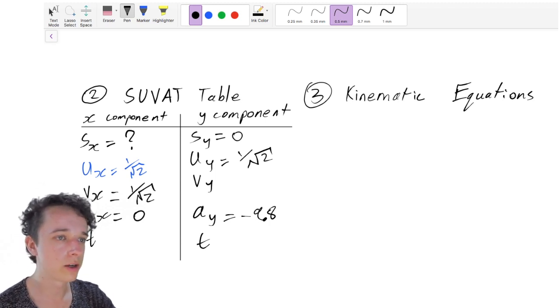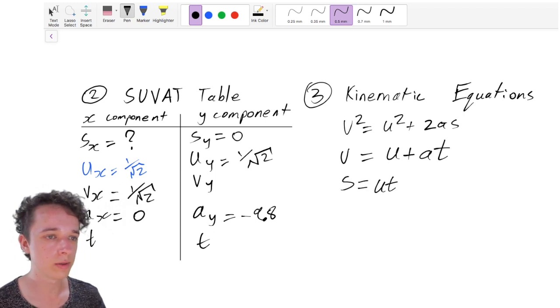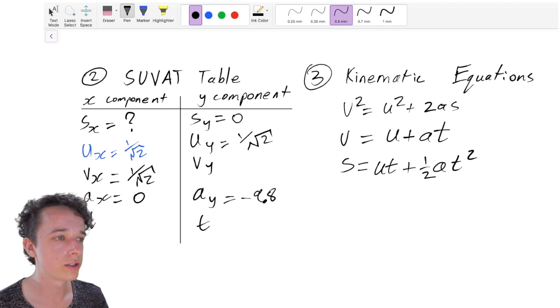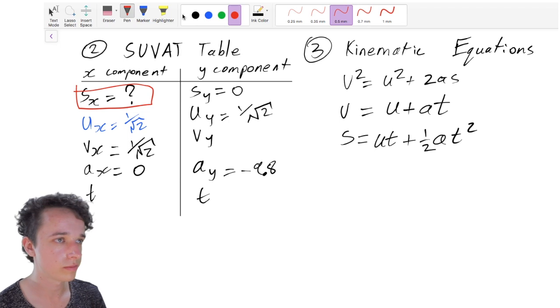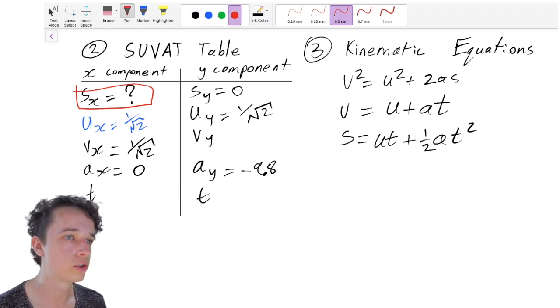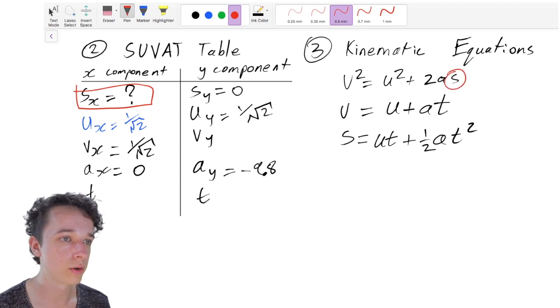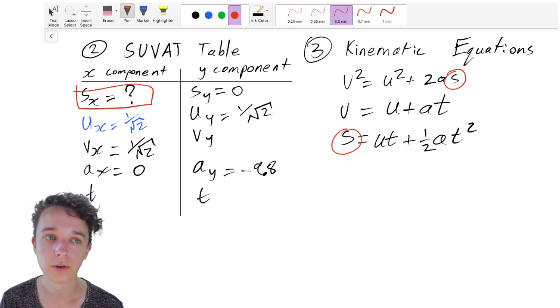So now our kinematic equations: v squared equals u squared plus 2as, v equals u plus at, and s equals ut plus half at squared. All right, so somehow we need to find s of x. This question is a little tricky. We need a displacement s, which is contained within the first equation and the second equation, but we don't have enough information to use those equations.